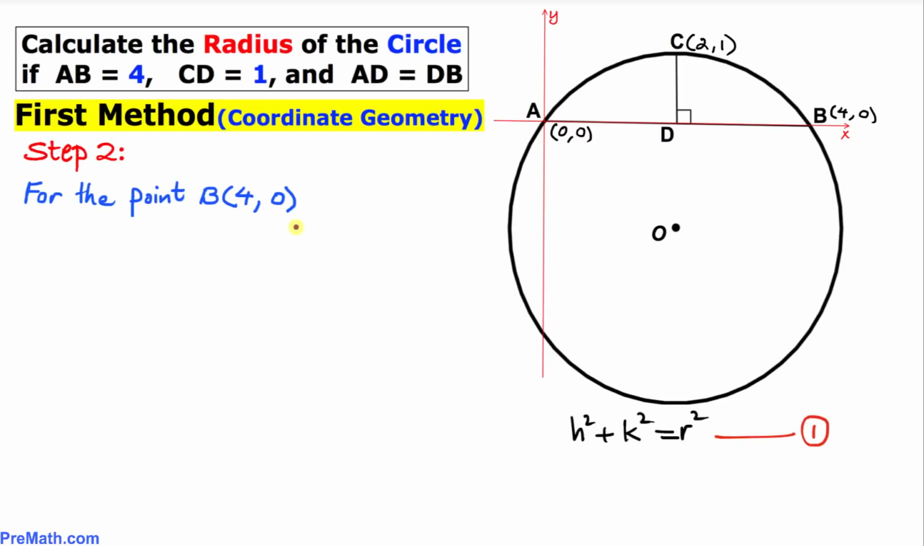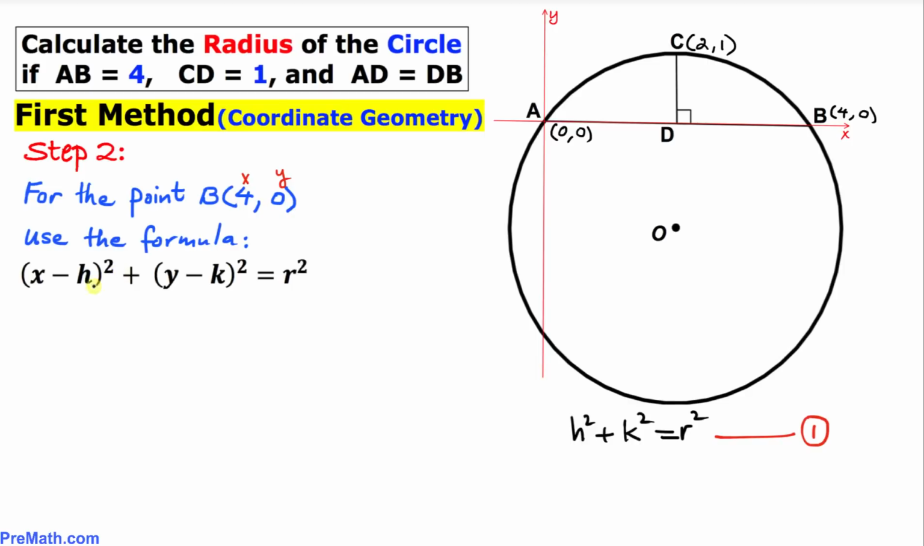And here is our next step. Let's consider the point B, which is (4, 0). Let me call this x and this y. And here's the formula that we're going to be using. Let's fill in the blanks. Wherever we see x, I'm going to replace it by (4 minus h) squared plus (y, in our case 0, minus k) squared equals r squared.